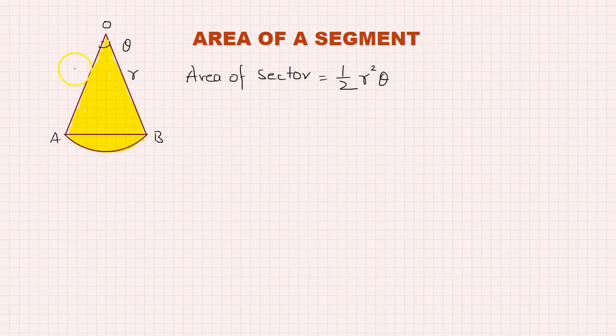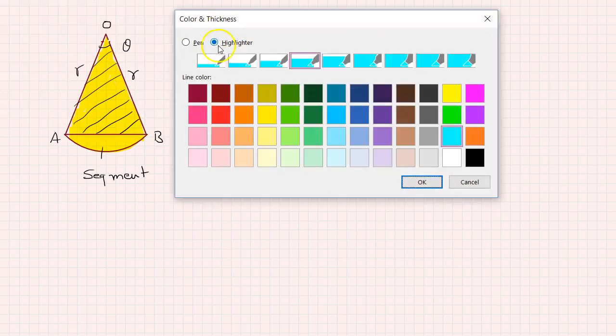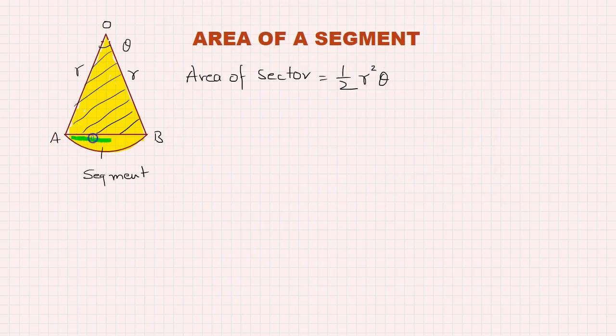Now we have a triangle here. This one is a triangle. So if we remove this triangle from here, then we'll get this. This portion is a segment.